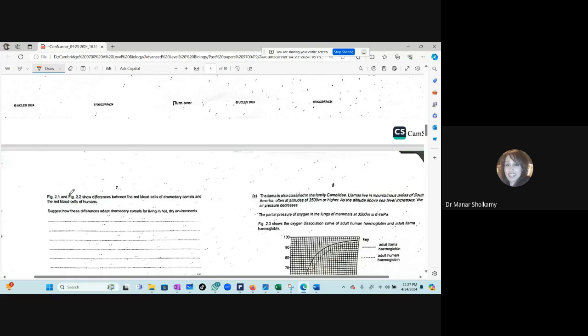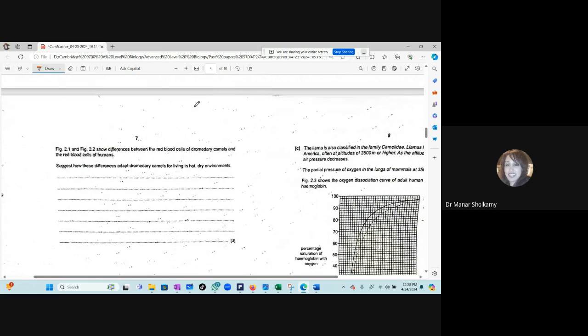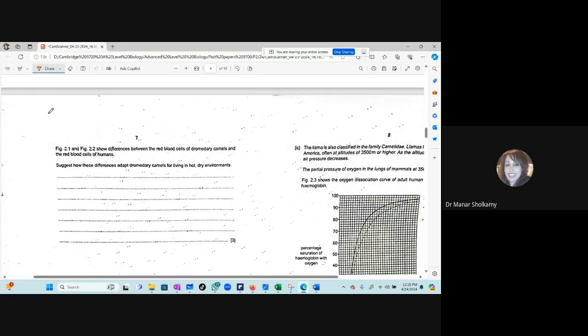Figures 1.1 and 2.2 show differences between the red blood cells of the camel and the humans. Suggest how these differences adapt camels for living in a hot, dry environment. 3 marks. Now, suggest questions are not nice. The moment you see a suggest question, understand it as out of syllabus. They're asking for a critical thinking question. They want your opinion, but your opinion has to be the same as theirs.